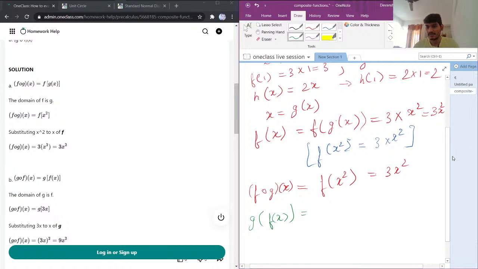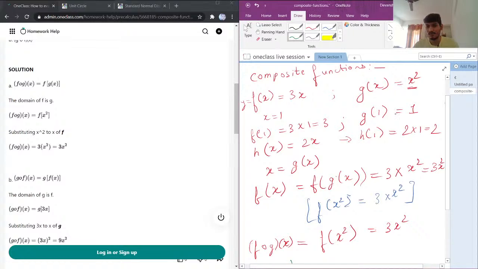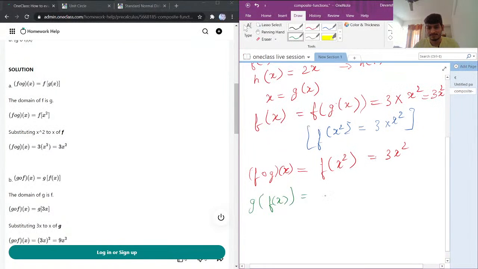So g of f of x, let's see what our g of x was: x square. So when we put 1 here, we wrote it as 1 square. Now our x is basically f of x. So f of x is 3x, and then we'll square it because our g of x is basically x square. So in this case we write g of f of x equals 3x whole square, and we can always write this as 9x square.